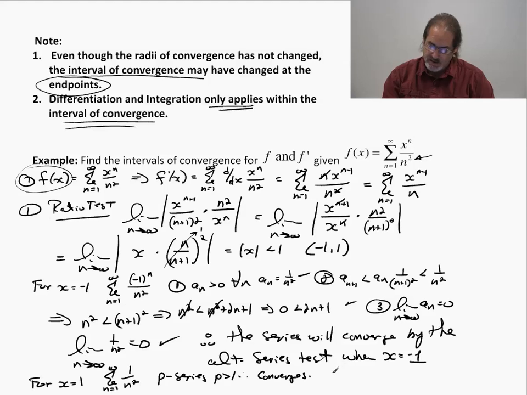That then tells me that the interval is in fact negative 1 to 1. So I know f of x, being represented by this power series, will converge for x on the closed interval negative 1 to 1. Now, what about the first derivative? What about f prime?